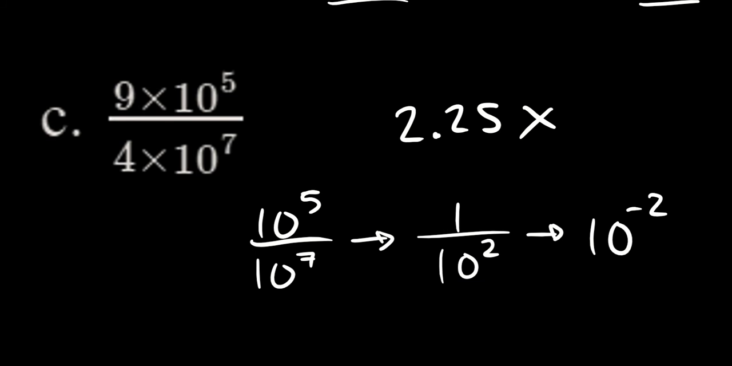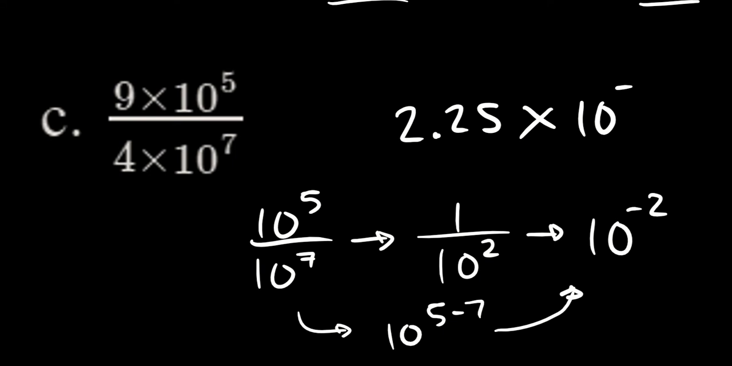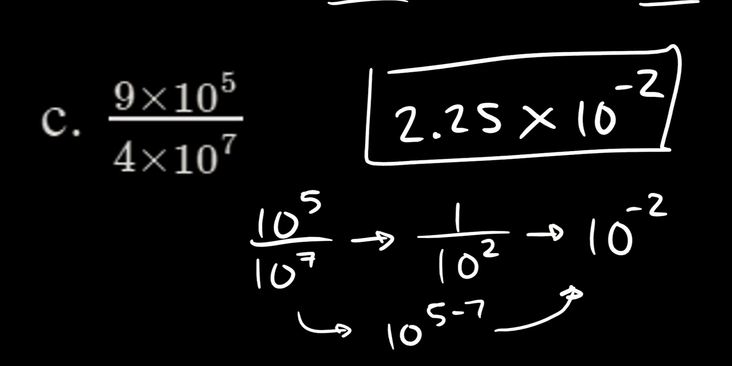So, using the shortcut method that we looked at with the laws of exponents, this is going to be 10 to the 5 minus 7 power, which is still 10 to the negative 2nd power. So I've got 2.25 times 10 to the negative 2nd power, and that is scientific notation. So that's my answer to part C.